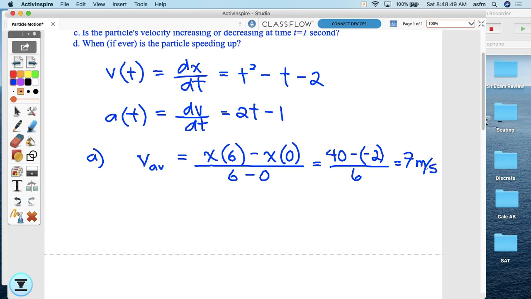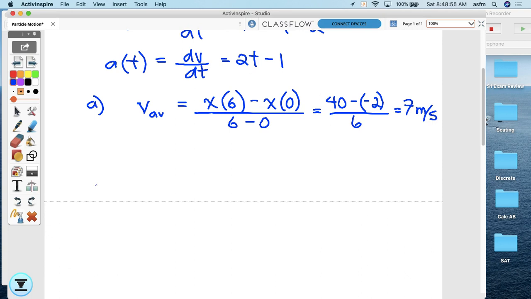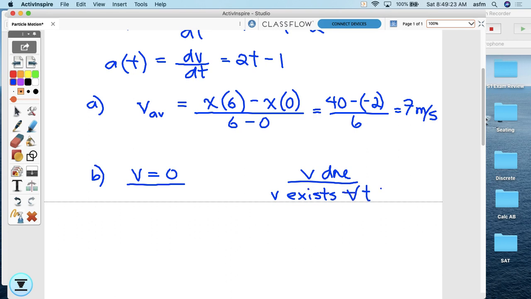Part B asks us when, if ever, does the particle change direction. So in order to find out if the particle is changing direction, the first thing we need to do is find out when the particle is either stopped or when the velocity fails to exist. So we begin by setting up v = 0 or v does not exist. In most cases, the velocity will exist everywhere, as is the case here. And so we can just go ahead and say that v exists for all values of t in the real number system. That's usually the case, but we have to consider it every time just to be sure.